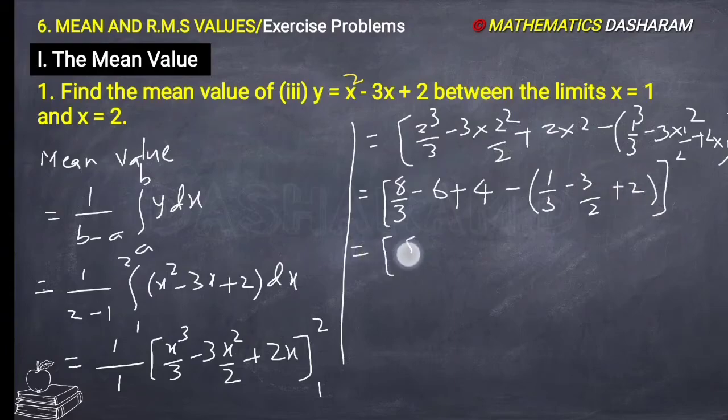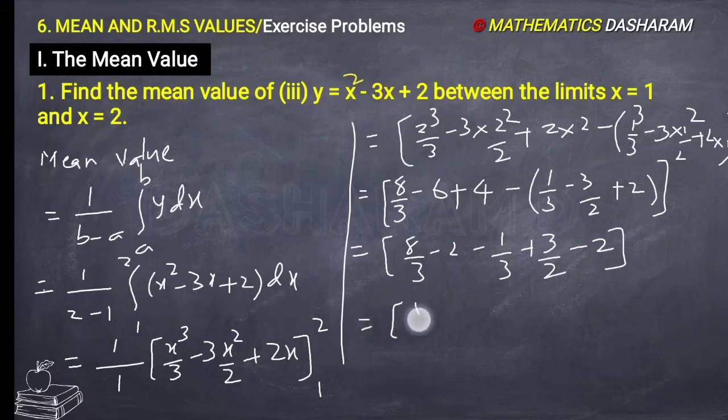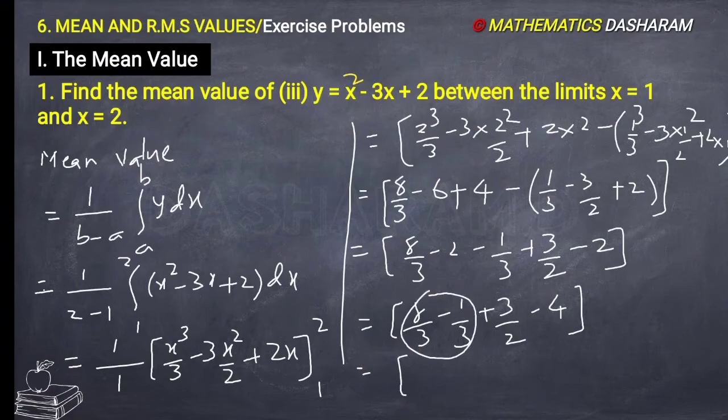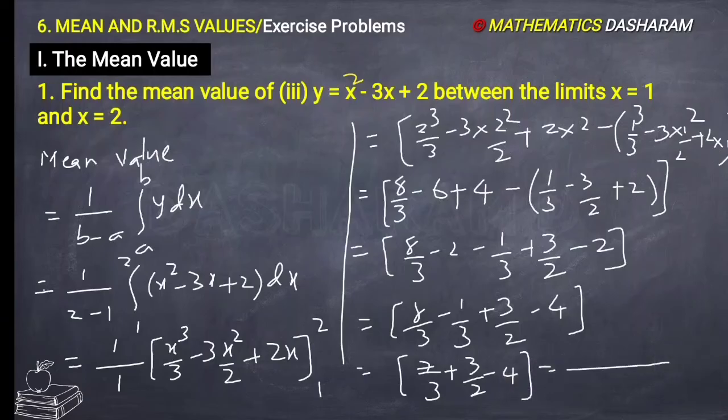So it is equals to 8 by 3 minus 6 plus 4, minus 1 by 3 minus 3 by 2 plus 2. So 8 by 3 minus 1 by 3 plus 3 by 2, minus 2 is minus 4. So 8 by 3 minus 1 by 3 is 7 by 3 plus 3 by 2 minus 4. Now the LCM of 3 and 2 is 6: 7 2s are 14, 3 3s are 9, minus 6 4s are 24.